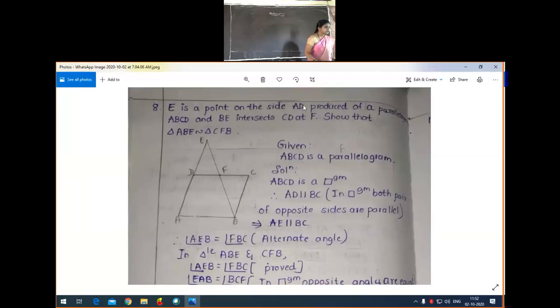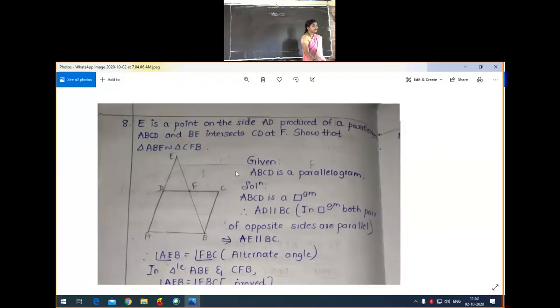E is a point on the side AD produced of a parallelogram ABCD and BE intersects CD at F. Show that triangle ABE is similar to triangle CFB. This AEB triangle is similar to triangle CFB. We have to show this. So what is the question? E is a point on the side AD produced of a parallelogram.